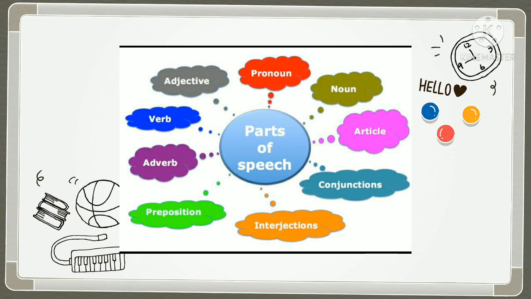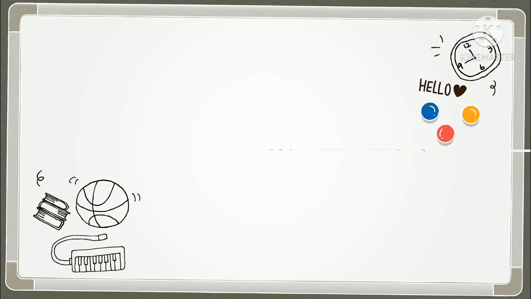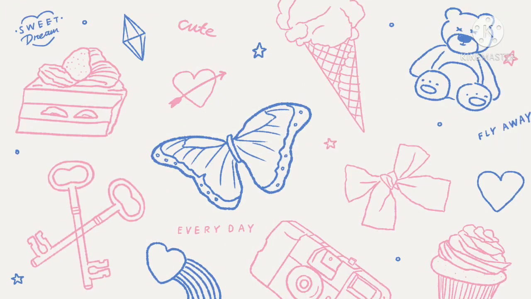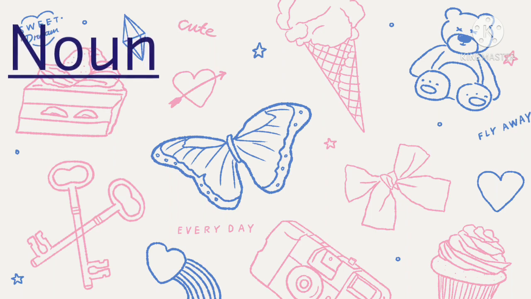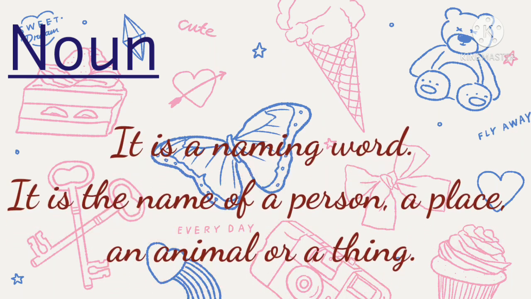So, what are the 9 parts of speech, children? Noun, pronoun, adjective, verb, adverb, prepositions, conjunctions, interjections, and articles. As we discussed in the beginning of class, we have completed 6 parts of speech. First one is noun. What is a noun?